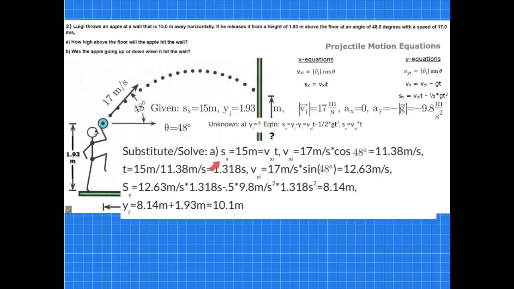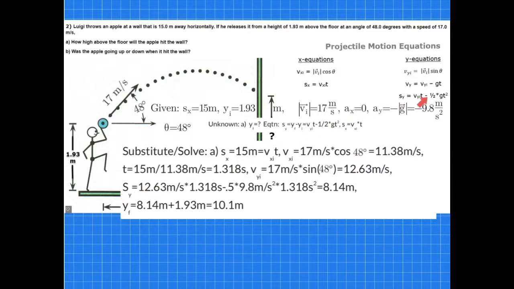The displacement, s of x, 15 meters, is Vx initial times the time for the apple to hit the wall. Vx initial is 17 meters per second times the cosine of 48 degrees, which is 11.38 meters per second. Rearranging to solve for the time, we get 15 meters divided by 11.38 meters per second, or 1.318 seconds. Now we are ready to solve for the displacement s of y using this equation.